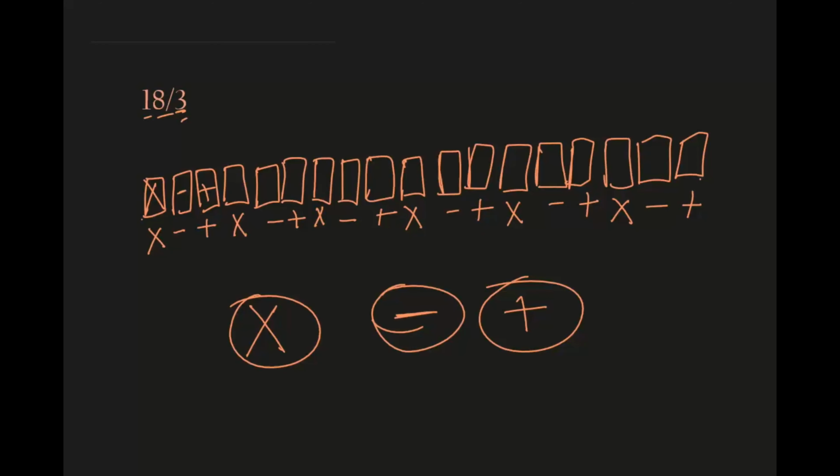Now, all we're going to do is we're simply going to count one of these. So you can count the X's, you can count the pluses, and you can count the subtraction signs. But you only need to count one of them because you'll still get the same answer. So I'm going to do the X's. So we have 1, 2, 3, 4, 5, and 6. This means that 18 divided by 3 equals 6.